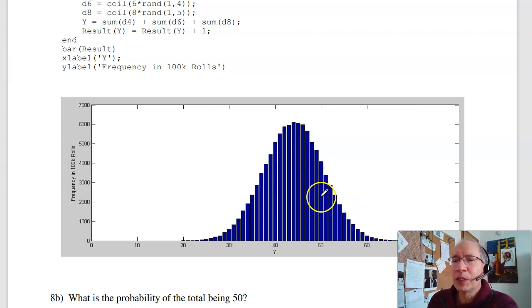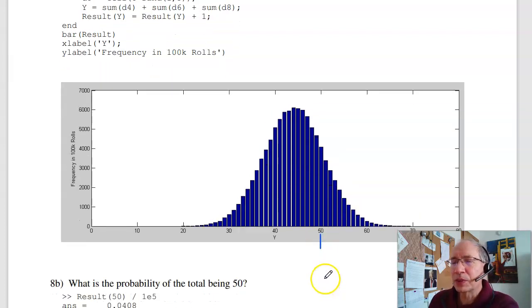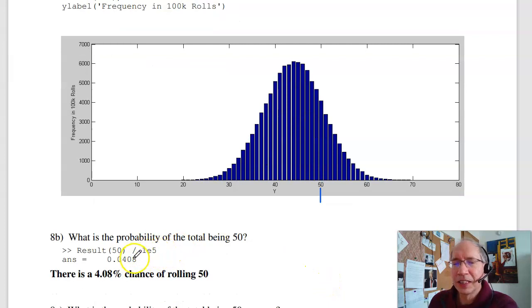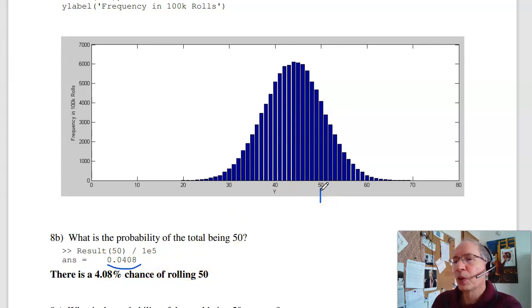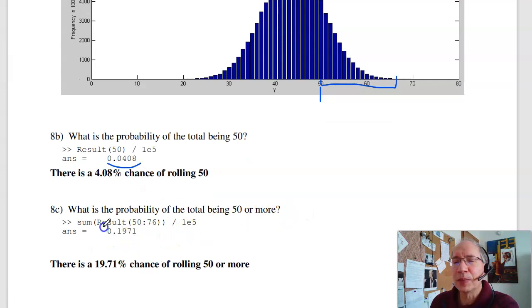If I want to know what's the probability of rolling a 50, I can just say, what is result of 50, and divide by the number of times I rolled the dice, about 4.08%. So there's roughly a 4% chance of rolling a 50. What's the chance of rolling more than 50? I want to take all these and add them up. That'd be sum of the result between 50 and 76, divided by how many times I rolled the dice: 19% chance.